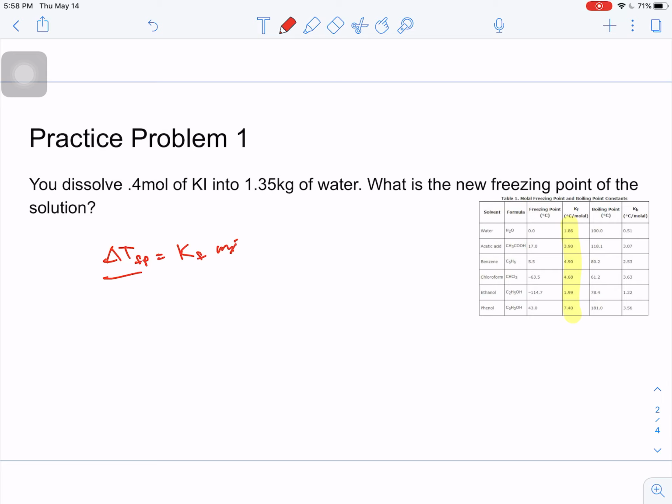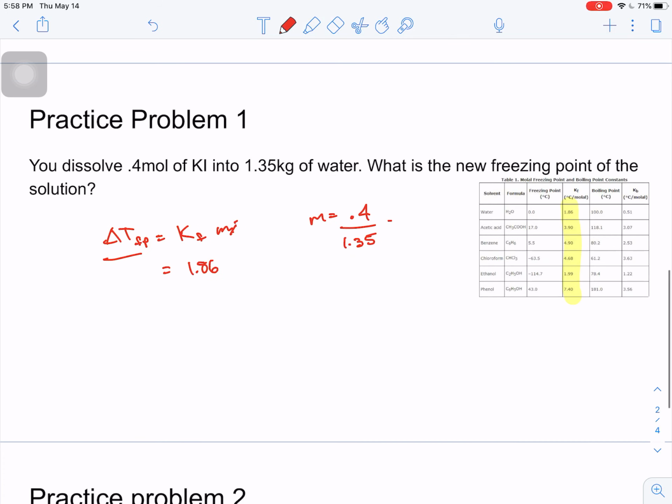Clearly we're using water, and our Kf there is 1.86, so it's going to be 1.86 times molality. Remember, molality is your moles of whatever you're dissolving over the kilograms of solvent. That is equal to 0.296, so it's 1.86 times 0.296. And then potassium iodide will dissociate into K plus and I minus, which means your van't Hoff factor is 2. So multiply that by 2.